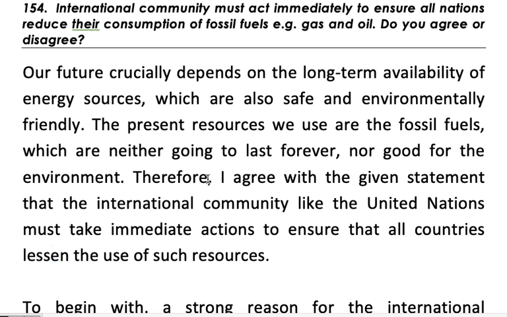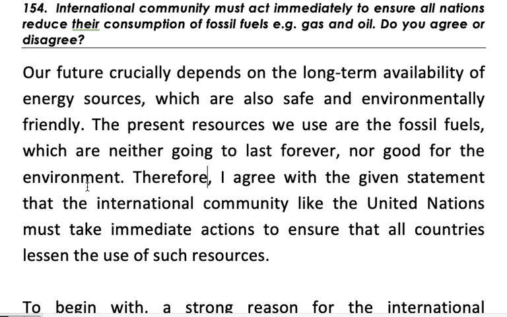And here I've used the word therefore. Therefore means because of this reason, because the present resources are the fossil fuels, which are neither going to last forever nor good for the environment. Many students, I put this essay in the mock test, and many students wrote however. So just understand this: when you agree with something, you cannot write however. However means but. But I agree. You cannot agree after using a but. So I agree, and so is the synonym of therefore. So therefore I agree. I hope the introduction is clear.